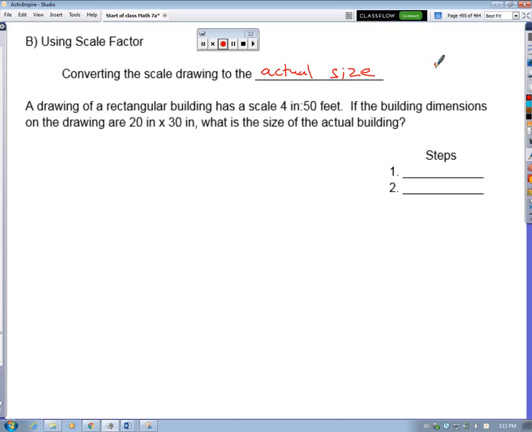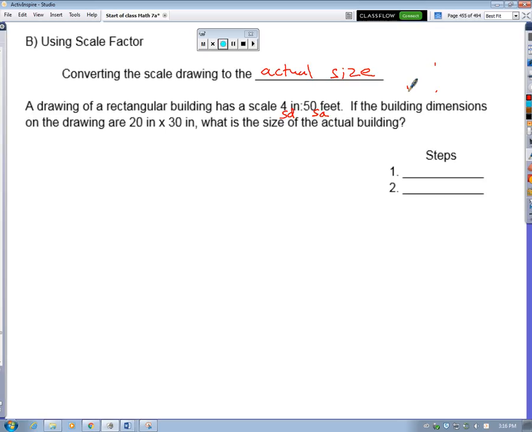And here is our first problem. A drawing of a rectangular building has a scale 4 inches is equal to 50 feet. If the building dimensions on the drawing are 20 inches by 30 inches, what is the size of the actual building? So first we're going to go through and label the scale drawing and the scale actual numbers. Like in the scale here, this first number represents how big the drawing is, so we're going to label that SD because that refers to the scale drawing. This number over here refers to its actual size, so we're going to call that the scale actual.